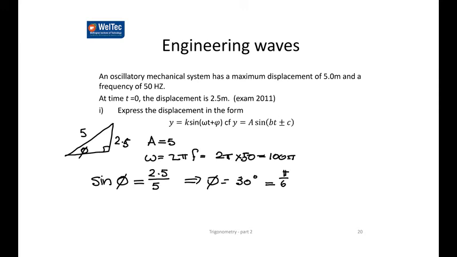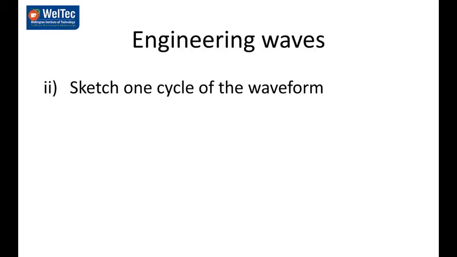So our equation then is 5 sine 100 pi t plus pi over 6. And remember, if you've got t, then your phase angle needs to be in radians. We're asked to sketch one cycle. Right, we worked out that the time period was 20 milliseconds.